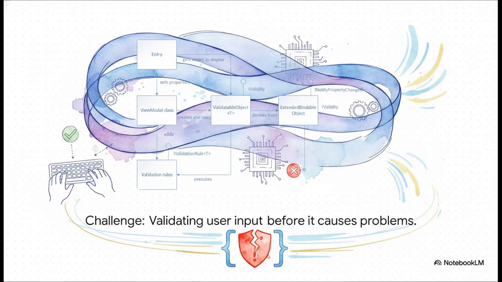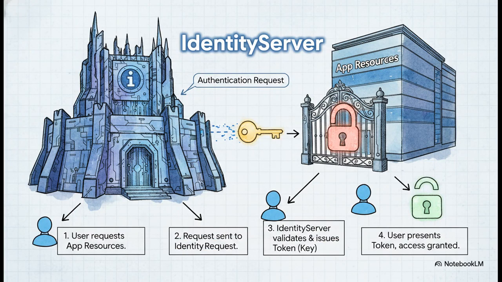Next up, validation. You can't just trust user input, so the ebook shows this really clever pattern. Any piece of data that needs to be checked is wrapped in something called a validatable object. Think of it as a little container that holds the value, all the rules for what makes it valid, and a little flag that says, "Yep, it's good," or "Nope, it's bad." It keeps all that validation logic neatly packaged up, and the UI can easily show an error if it needs to.